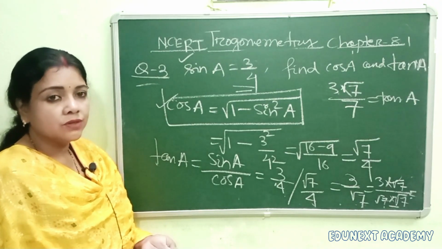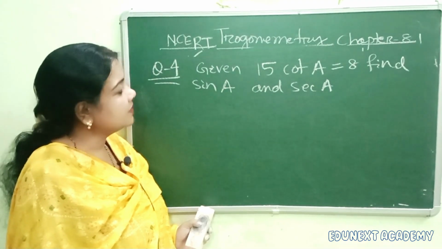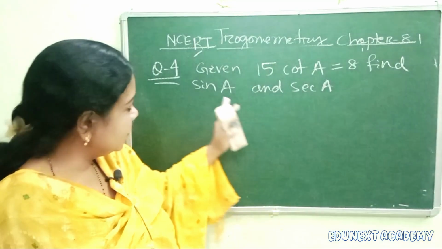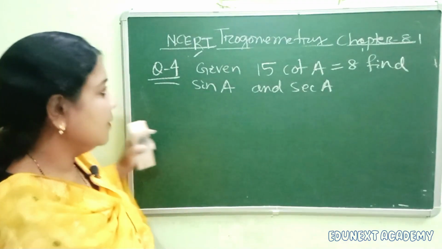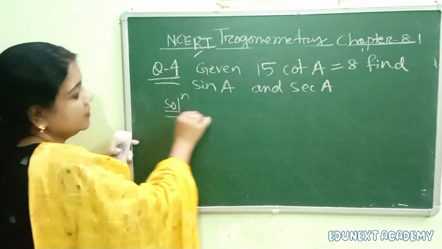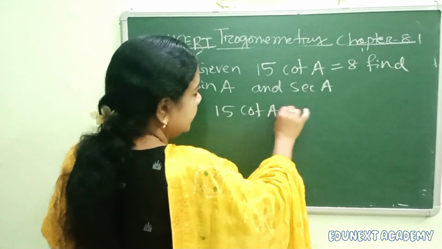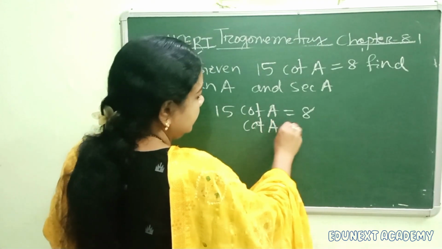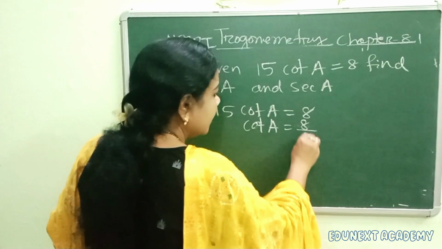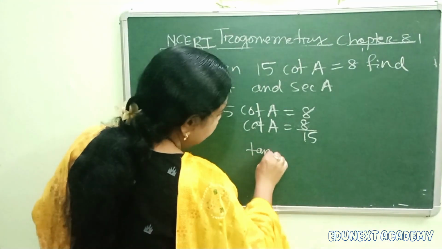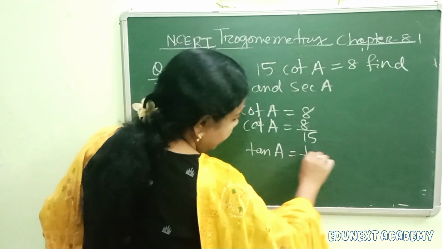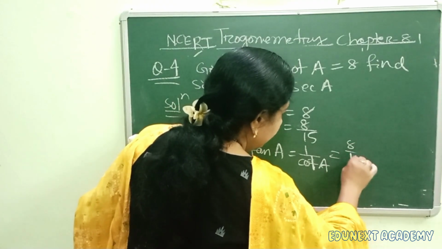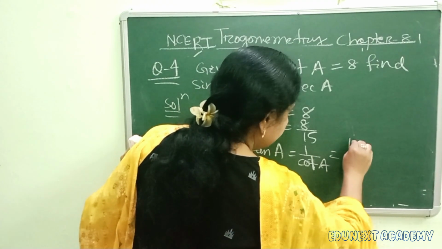Now let us discuss question number 4. Given 15 cot A is equal to 8. Here you have to find sin A and sec A. Since 15 cot A is equal to 8, cot A is equal to 8 by 15. Tan A is equal to 1 by cot A, that is 15 by 8.